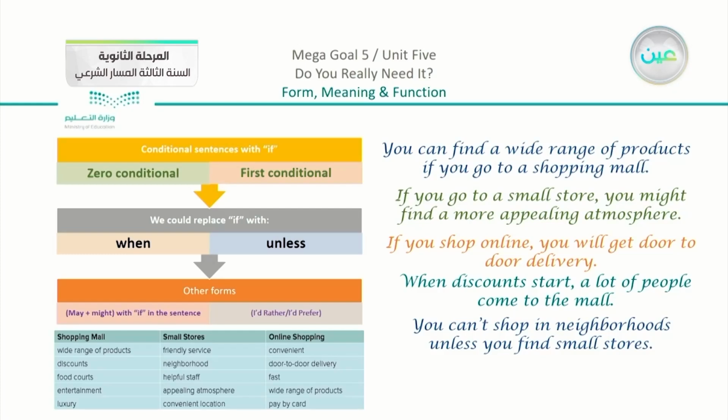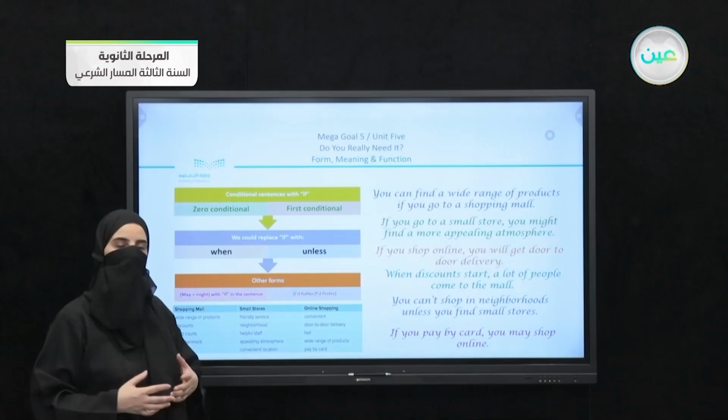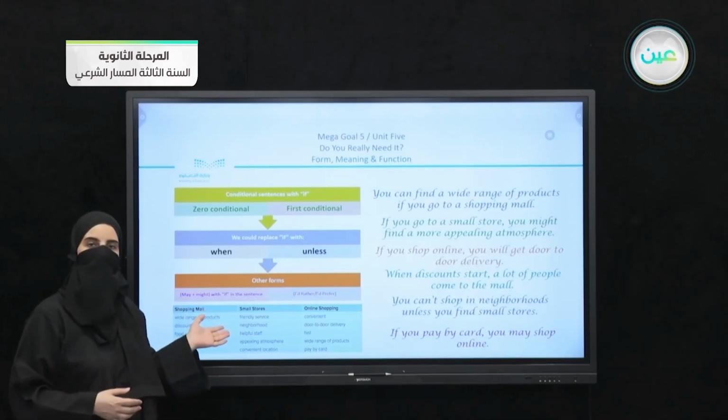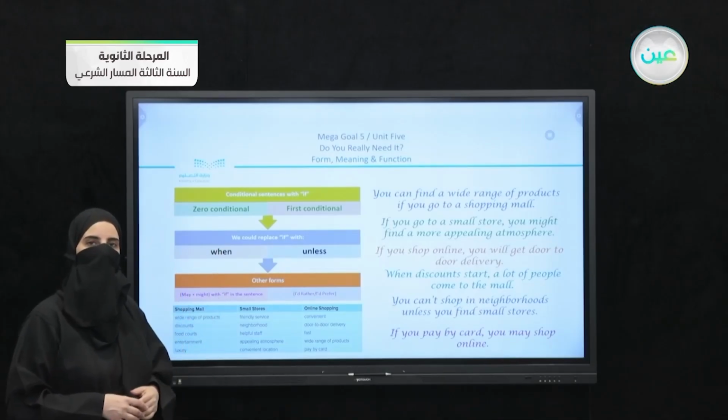So you can see that we used unless in the sentence because there is a negative meaning. You can't shop. We have the very last sentence. You can see that we have here, if you pay by card, you may shop online. Here there is the part using may in the sentence with the if clause, like what we did in the second example when we used might. So you can see that there are different sentences applied here, and there is a combination between the words that we have learned here and we applied them within the structures.